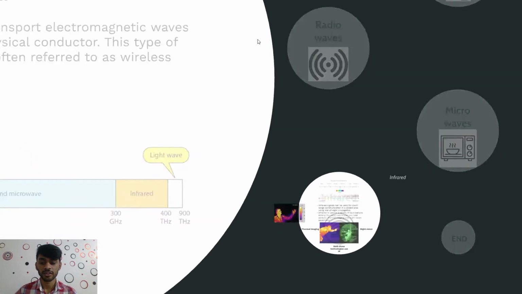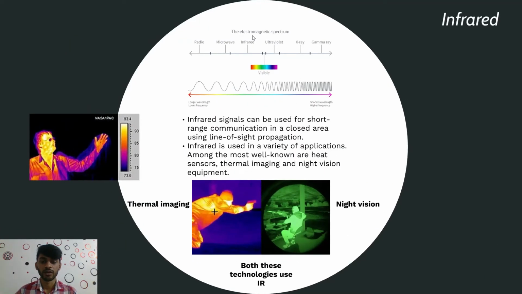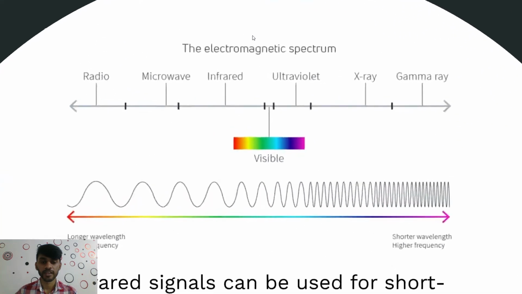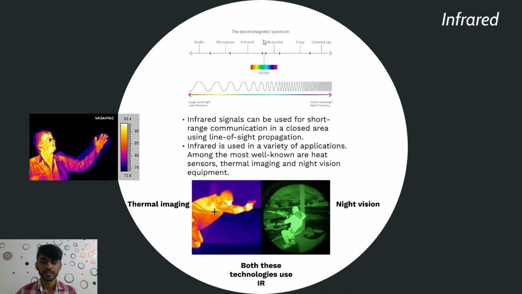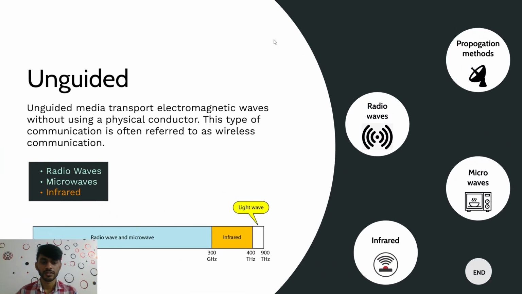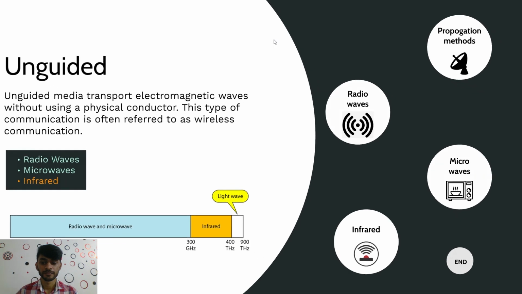Now, let us talk about infrared waves. Again, let's observe the spectral diagram here. We can observe that infrared waves lie right next to the microwaves. Infrared signals can be used for short-range communication in a closed area using line-of-sight propagation. Infrared is used in a variety of applications. Amongst the most well-known are heat sensors, thermal imaging, and night vision equipment. This is all for unguided media.